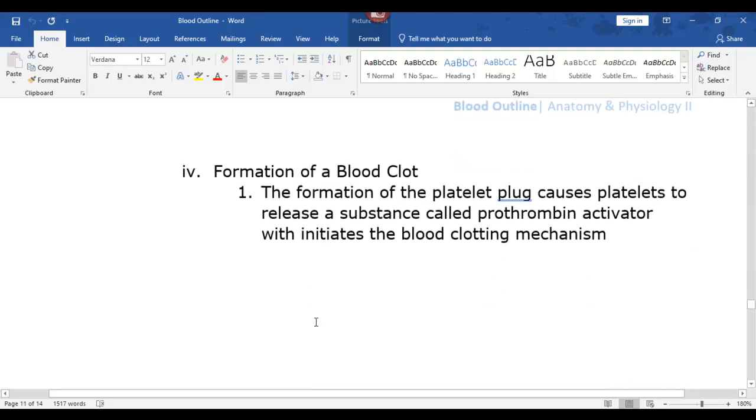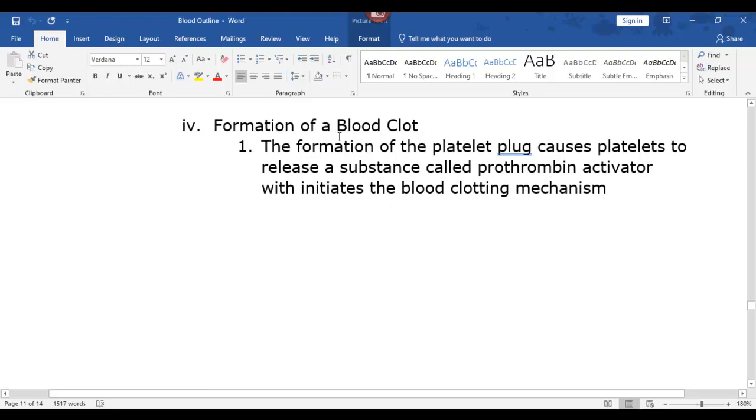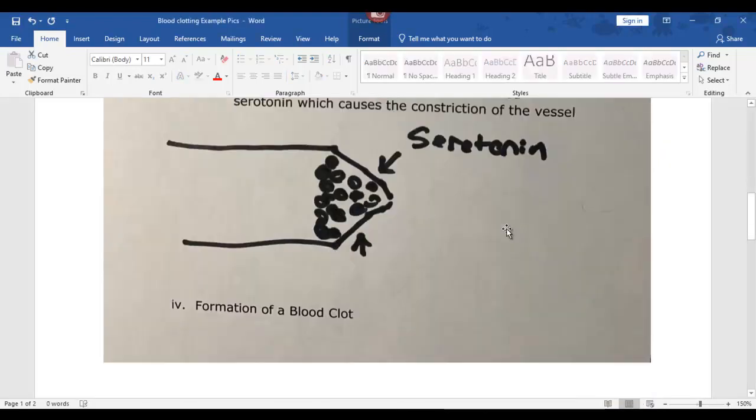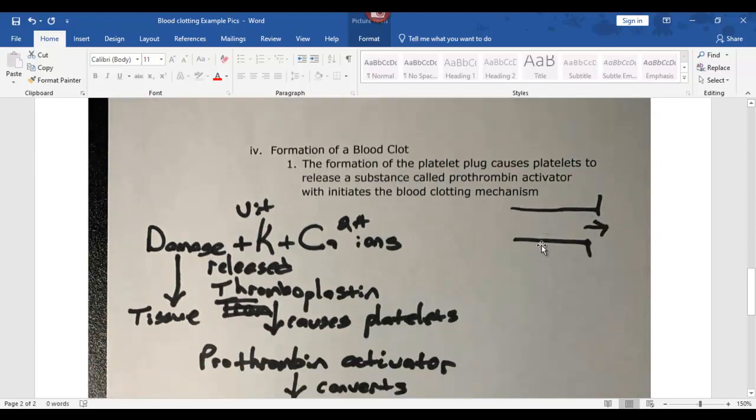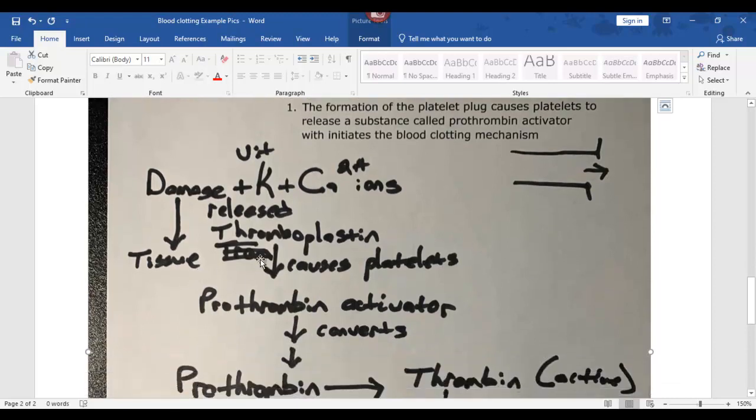Now, this part. Nice little summary. Formation of a blood clot. So here's what would happen. So the little exposed ends, you have a damaged artery. And just like in class, I started out on the wrong note there. So this is damaged. This is vitamin K. This is calcium ions. All three of these together.